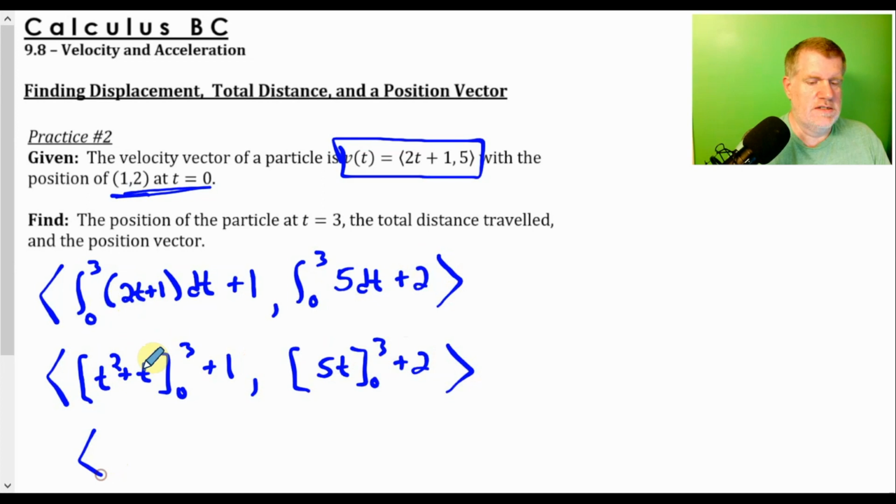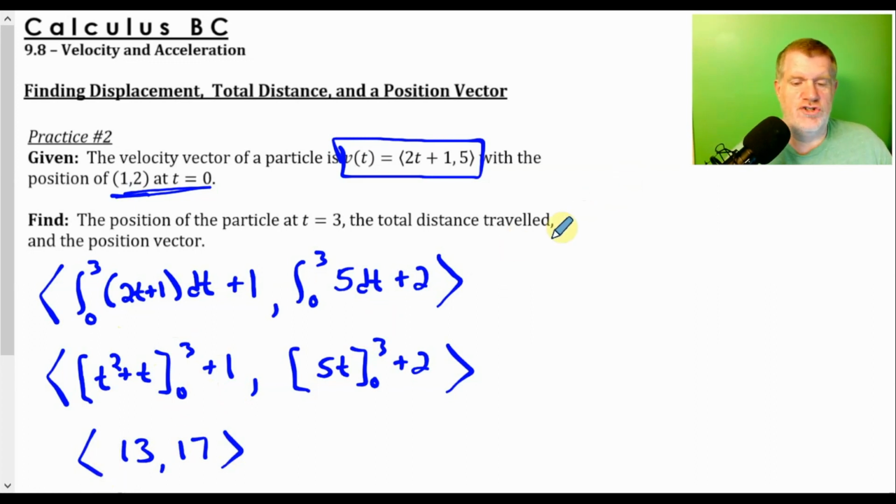All right, let's see. So plug in 3, we get 9. 9 plus 3 is 12. 12 minus 0 is 12, so 13. 5 plus 3 is 15. 15 plus 2 is 17. All right, there's your position.